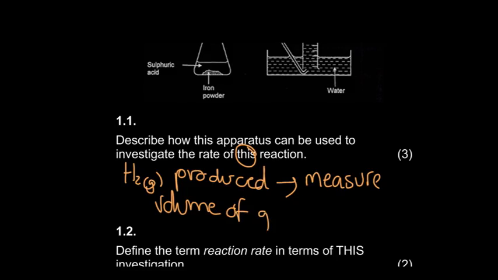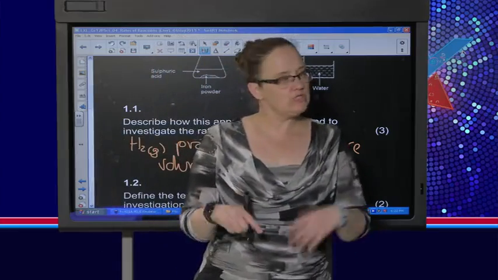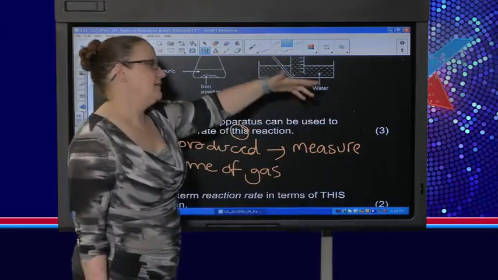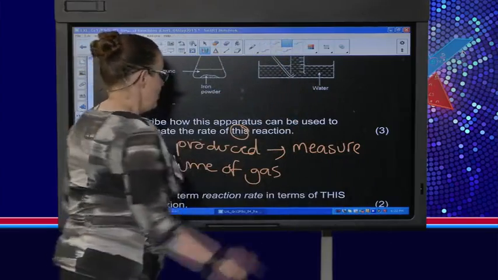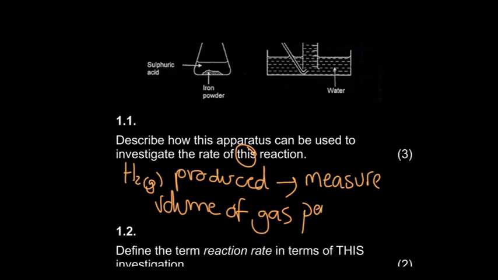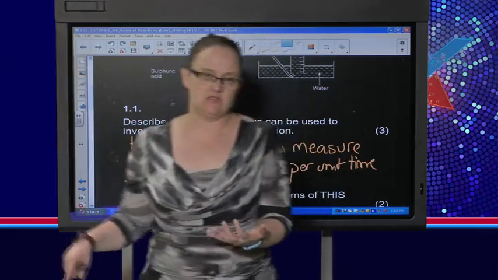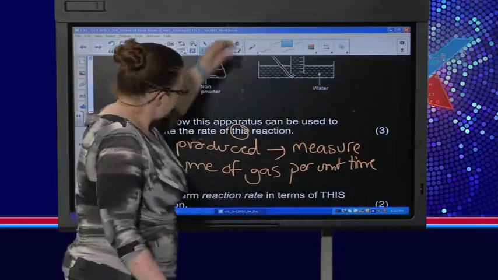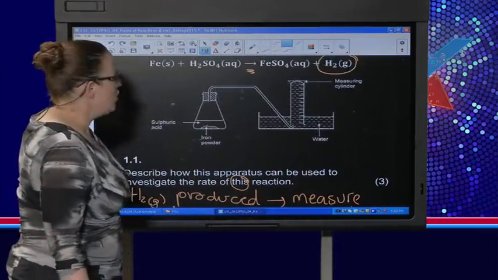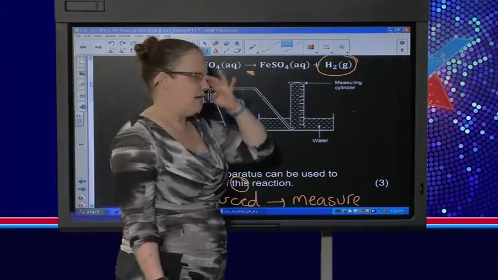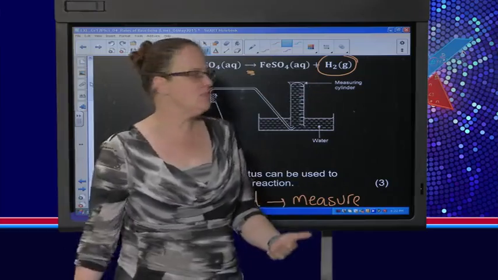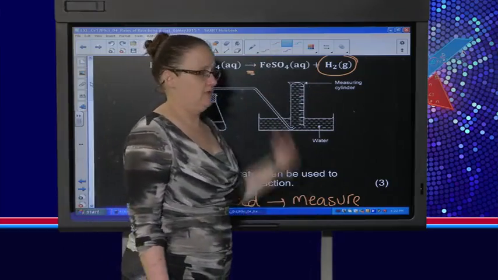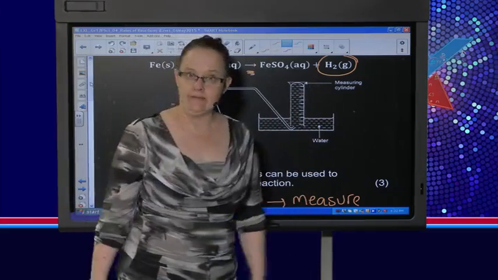But remember, we want a rate. Rate implies time. So just measuring the volume, I can't just go 20 centimeters cubed, 30, 40, whatever. Volume of gas per unit time. Now here, that unit time, grade 12s, could be hours, could be days, could be minutes, could be seconds. Probably in this situation, you would do it in seconds. You'd probably measure the volume every 10 seconds, 30 seconds. You wouldn't measure it in hours, because in the first hour it'd be finished. Definitely wouldn't measure it in days, okay?